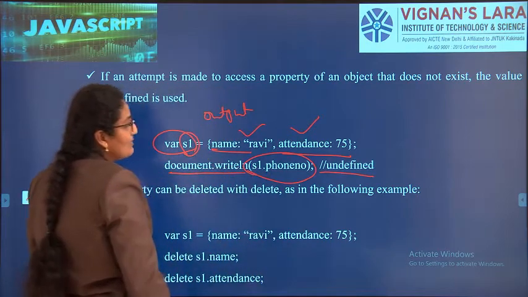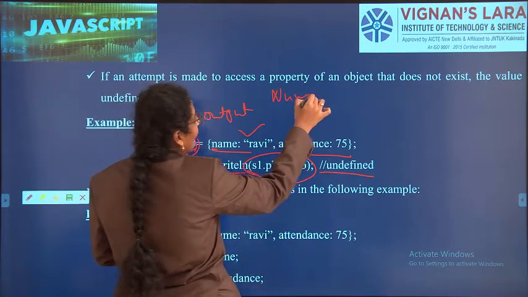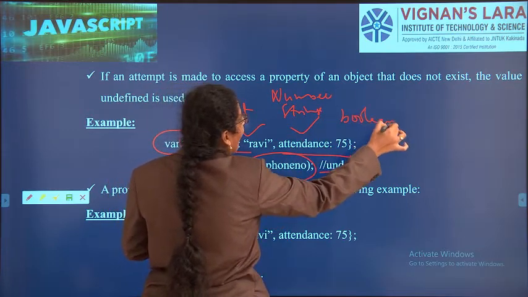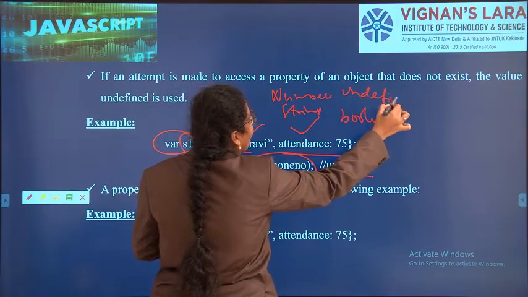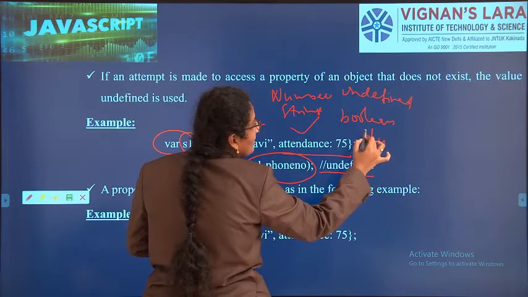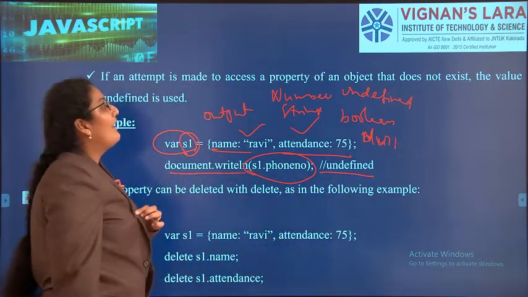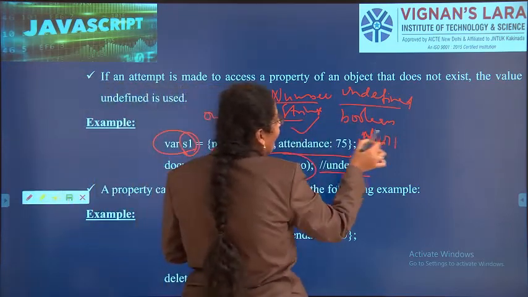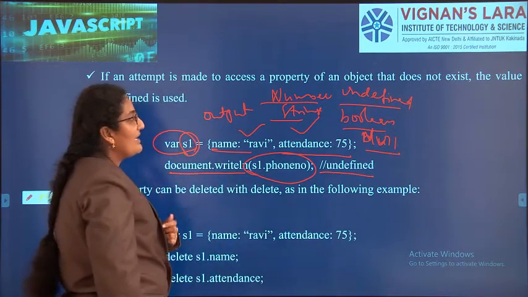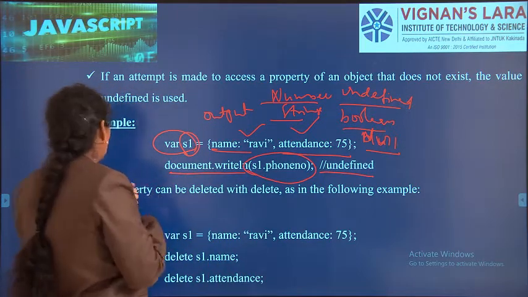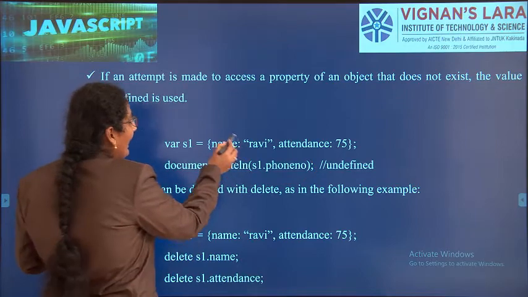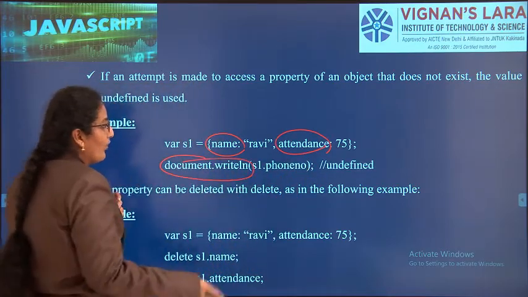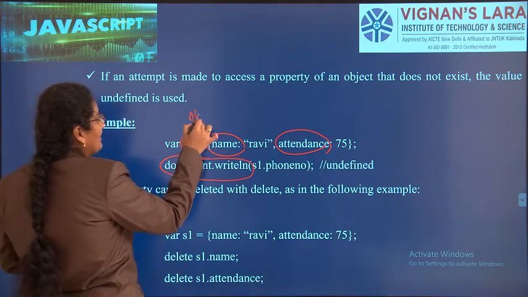We have discussed so many things: numbers, strings, boolean, undefined, null. What are all these? These are all data types. While discussing data types, we discussed number, string, undefined, boolean and null. These are all called data types of JavaScript. Now what I wanted to tell you people: name I have given, attendance I have given, document.writeln is to print the output, S1 is my object.